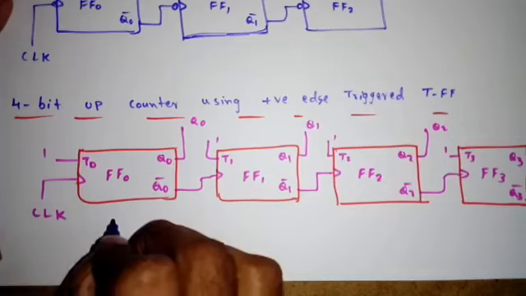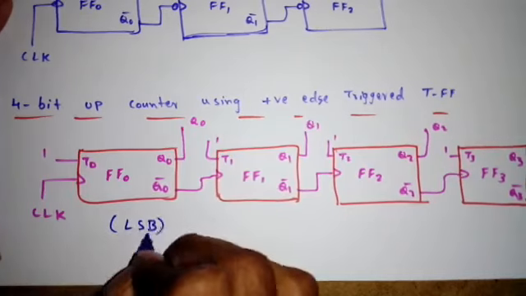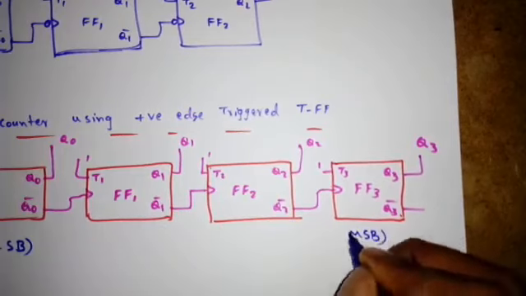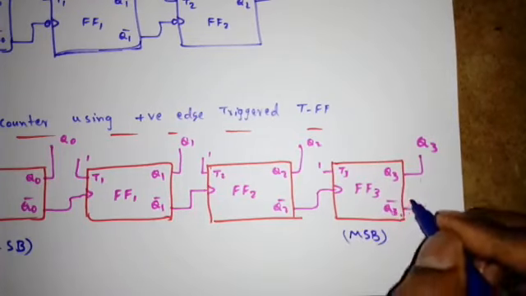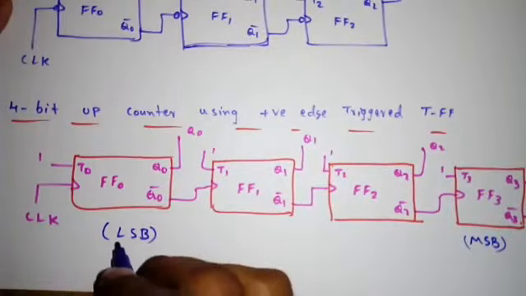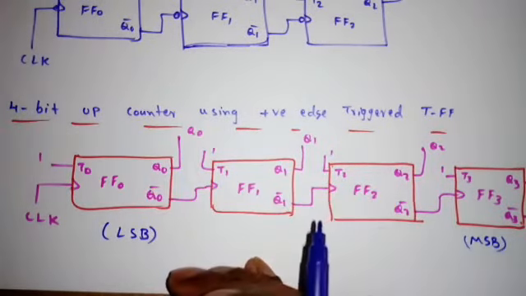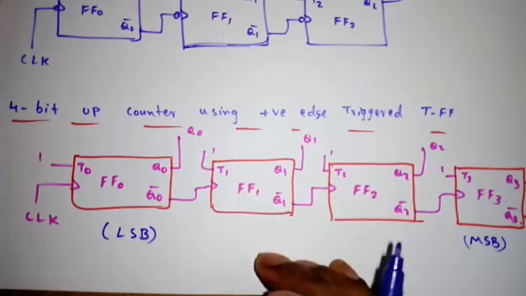And what is this flip-flop? We can get LSB. Q0 is LSB and Q3 is MSB. Right? So the last flip-flop always gives the output of MSB. The first flip-flop will give the output of LSB. Right? You can verify the truth table. If you are having any doubt, please post a comment.